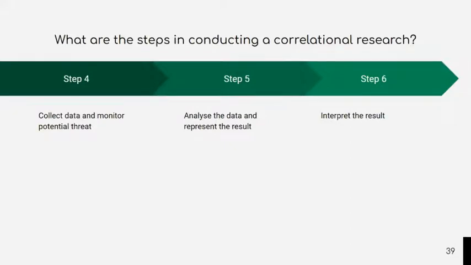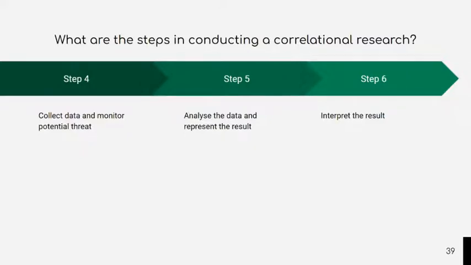Step 4 is to collect data and monitor potential threats. This is where the researcher would administer the instrument and collect at least 2 sets of data for each individual. Now why 2 sets of data? We need 2 sets of data in order to obtain accurate results. The data needs to have association between 2 variables. Like we said, correlational research is to look at the association between 2 variables, right?